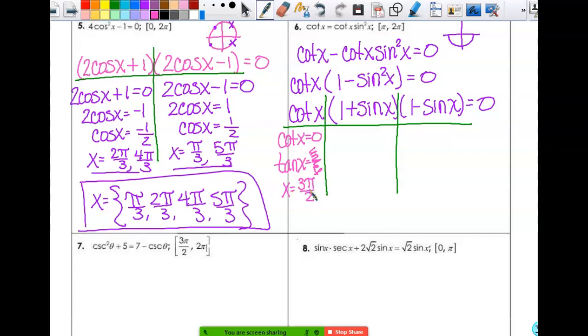So on here, I'm going to skip this step and the rest of them, because hopefully you know you're setting them equal to 0 and you can kind of shorten it down a little bit. So that means here I would get sine x equals -1. And so between pi and 2 pi, when is sine -1? 3 pi halves.